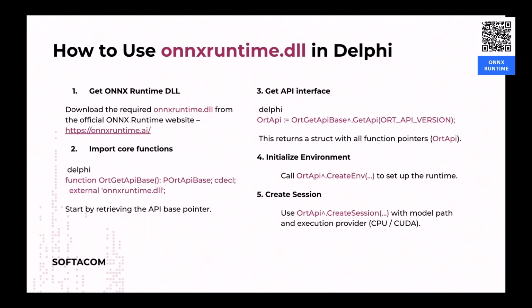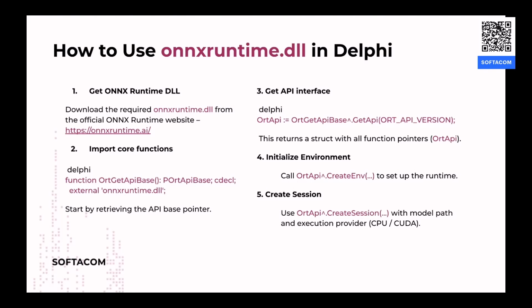Let's have a quick look at how to use ONNX Runtime.dll in your Delphi apps. First, you go to the official ONNX Runtime website and download the ONNX Runtime.dll file for your platform, whether that's Windows, Linux, or macOS. Next, in your Delphi project, you import a core function from that DLL. This function, called OrtGetApiBase, basically gives you access to the entire ONNX Runtime API. It looks something like this: Delphi function OrtGetApiBase, cdecl, external onnxruntime.dll.